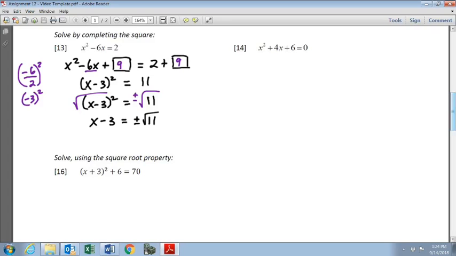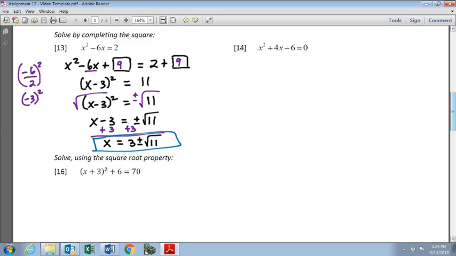So to get x by itself, we're going to add 3 to both sides. And let's put that 3 in front of the square root of 11; the plus or minus will be in between. So our final answer is x equals 3 plus or minus the square root of 11. That means there's two answers, 3 plus the square root of 11 and 3 minus the square root of 11. And it's perfectly fine to write it this way.